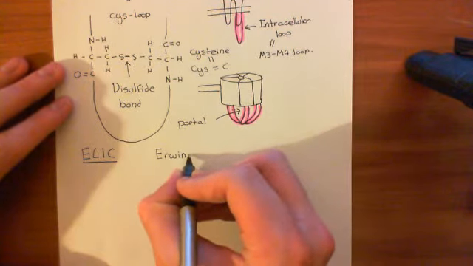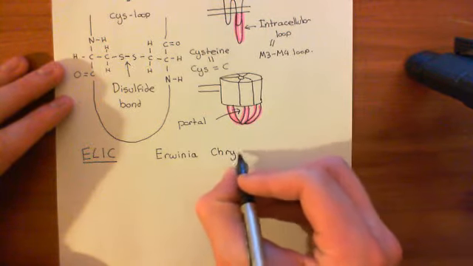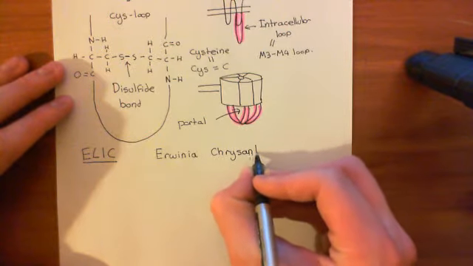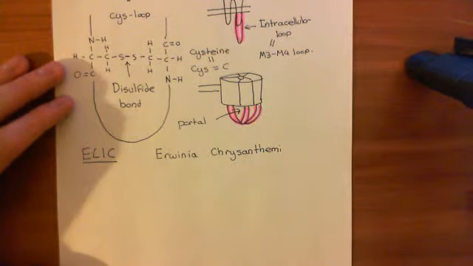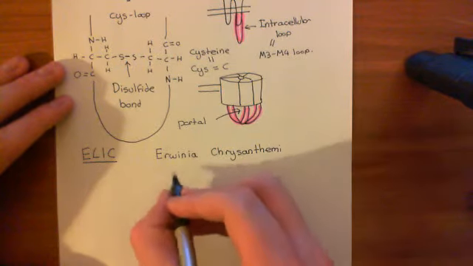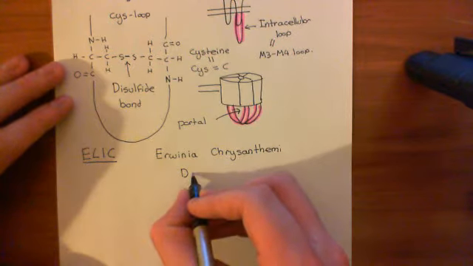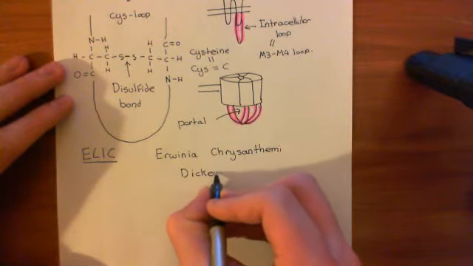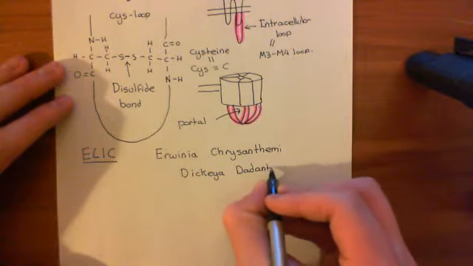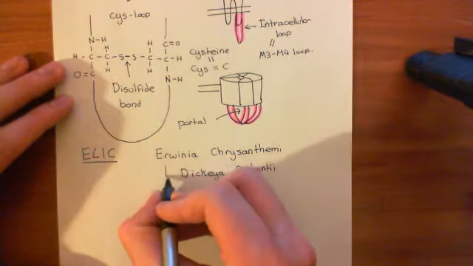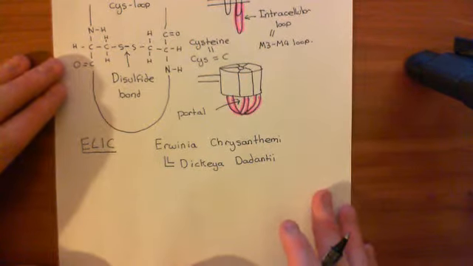chrysanthemi. Okay, and chrysanthemi is spelt like this. However, this bacterium, Erwinia chrysanthemi, has been renamed recently. Its new name is Dicea dadantii, I think, anyway, something like that. Erwinia chrysanthemi has been renamed Dicea dadantii, okay?